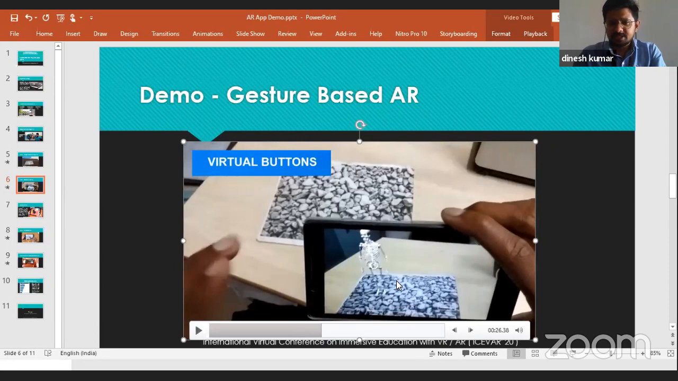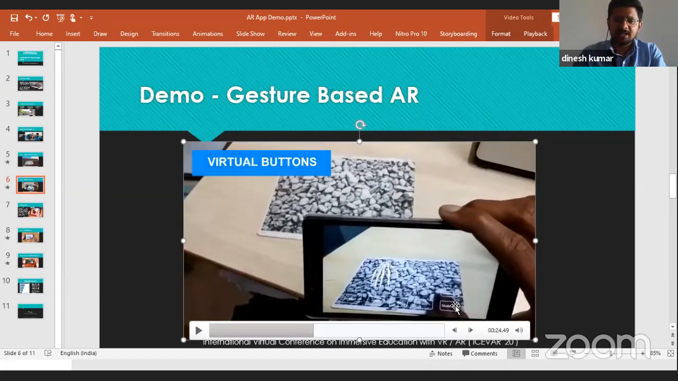Yeah, here you could notice that there are some virtual buttons here. So when the user presses the virtual buttons on the marker there, then the predefined 3D model would be loaded in that scenario or in the position where you wanted it to be. So these are certain virtual buttons that are activated by the gestures that the user gives there.